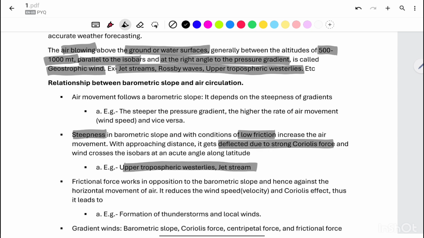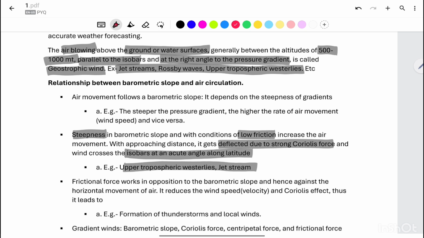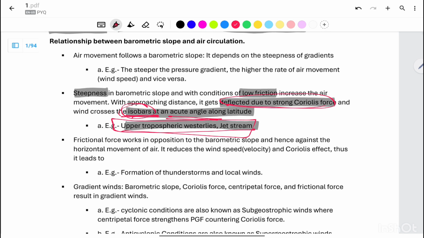It gets deflected due to the Coriolis force. The isobars at an acute angle. Initially they are parallel to the isobars, but due to deflection by the Coriolis force, when they are in balance with the Coriolis force, they are deflected at an acute angle. Over here, we have upper tropospheric westerlies and jet streams, right?